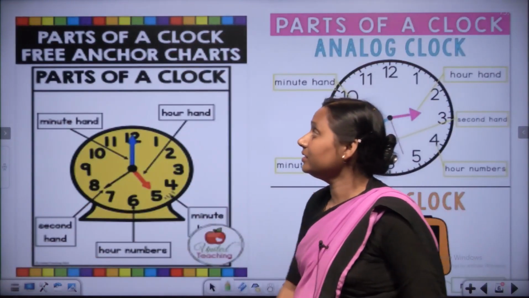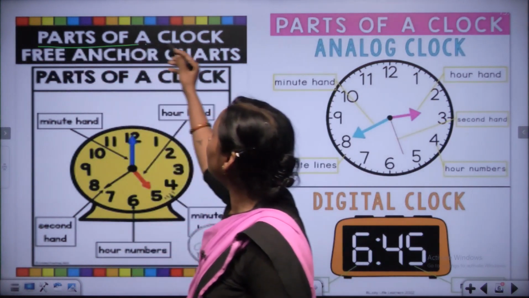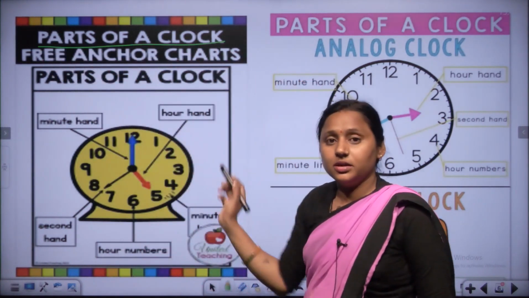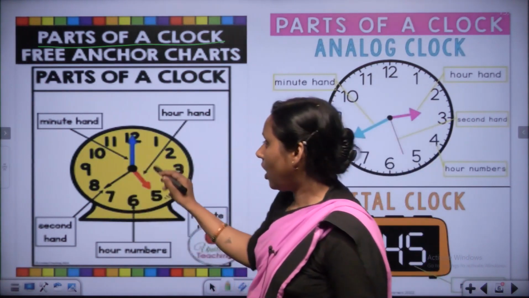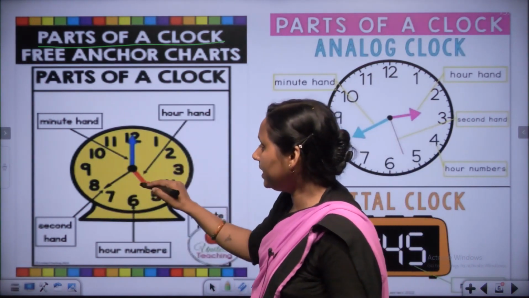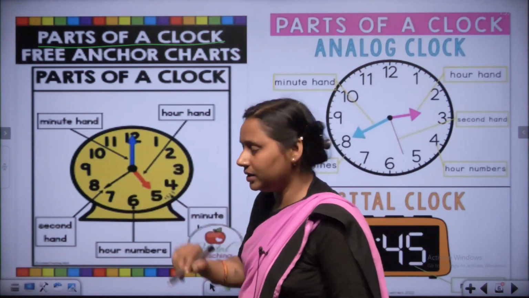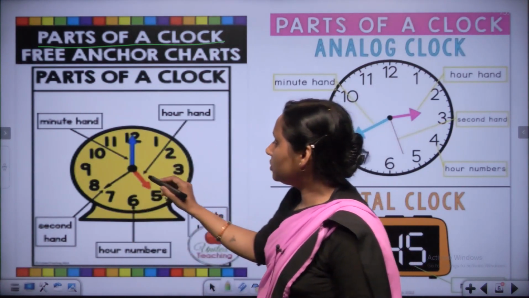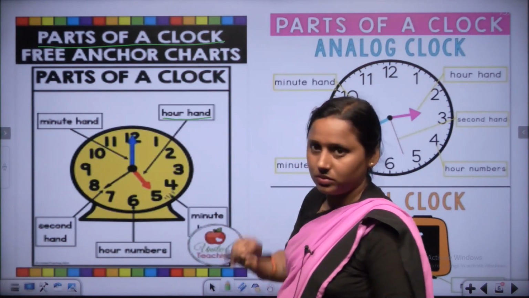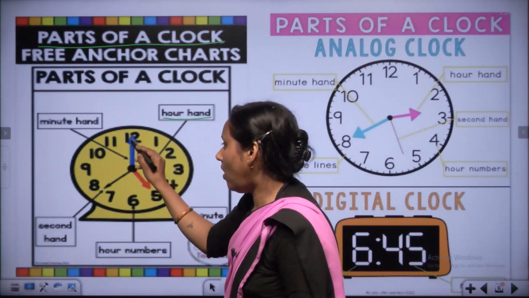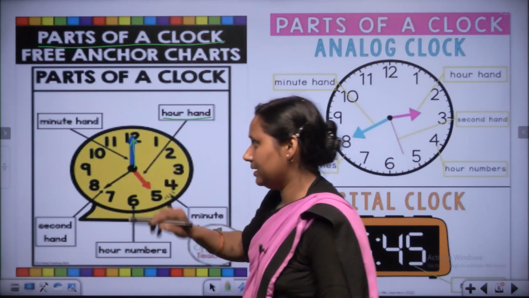Here, we learn parts of a clock. Okay. Here, how many needles in a clock? How many hands? 1, 2, 3. Okay. And the small short hand, what do we call it? Hour hand. Okay. And the long hand, what do we say?